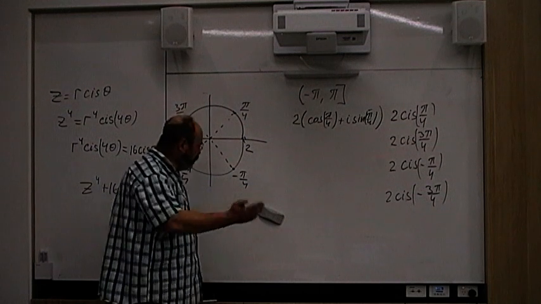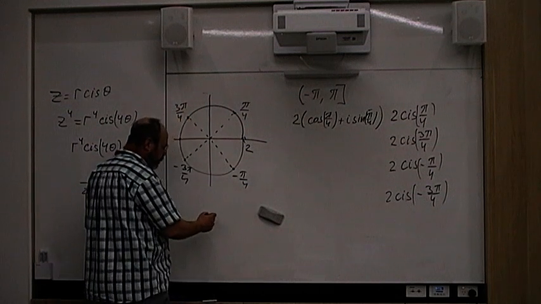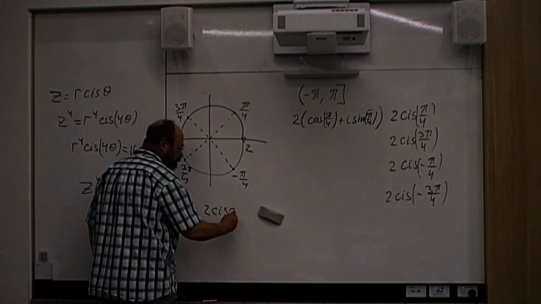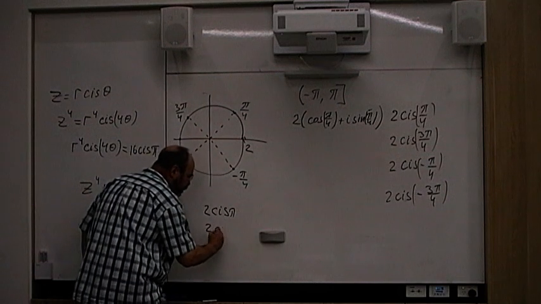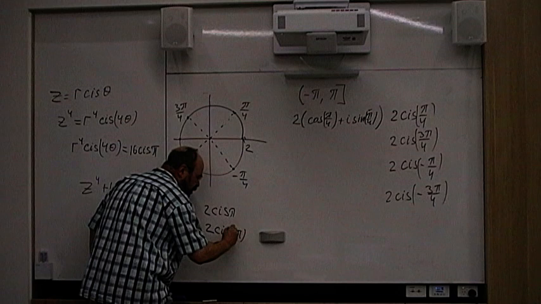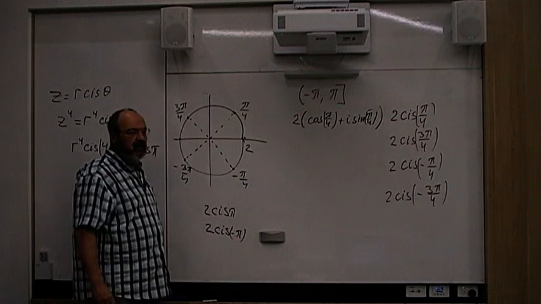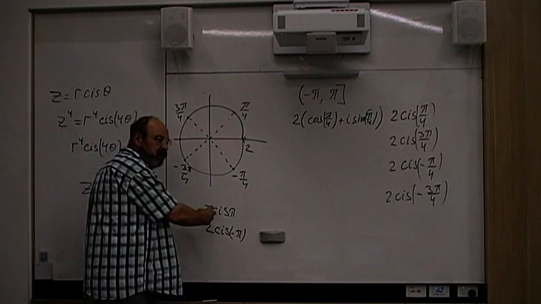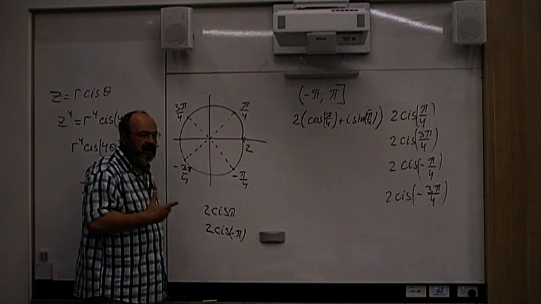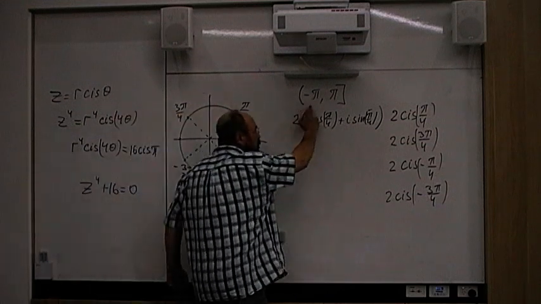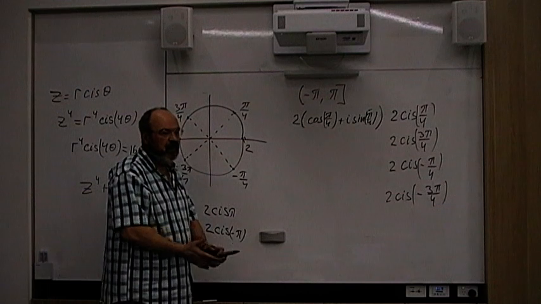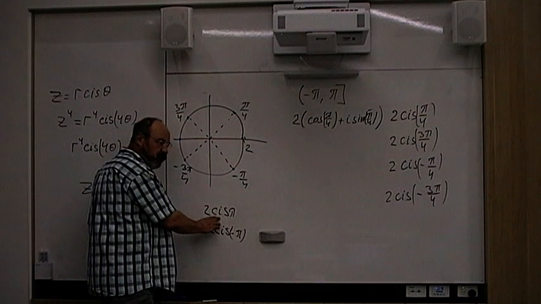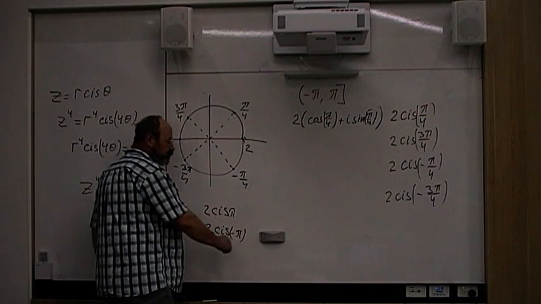If I write, for example, 2 cis pi and 2 cis negative pi, is it a different point? It's the same point. But when we define the argument, we have to choose whether minus pi is included or pi is included. Would I lose marks if I write negative pi? If you give your answer like this instead of this, yes.